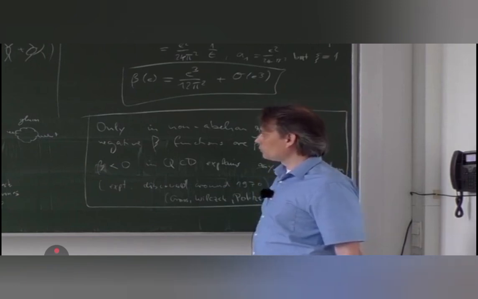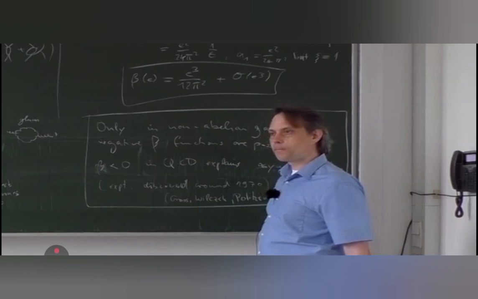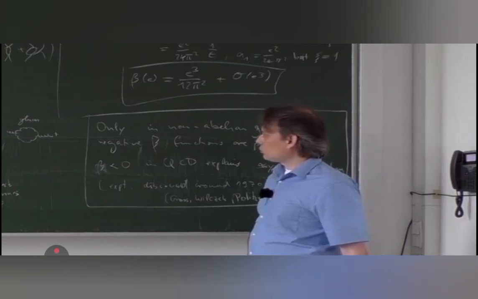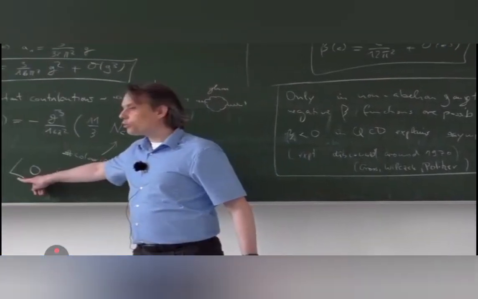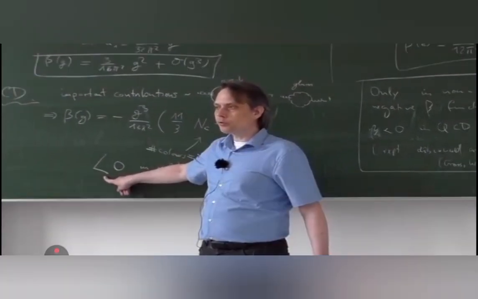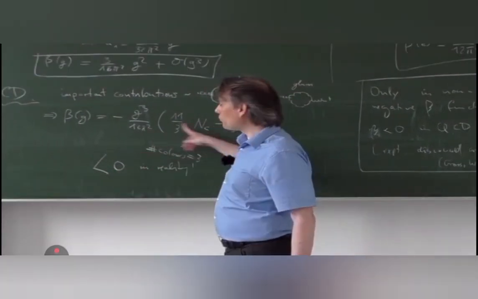Why does this relation between the number of colors and the number of labels imply that somehow this has something to do with how they behave? The only thing that has to do with asymptotic freedom is the overall sign. That is the important point. So where the sign comes from is a different question.